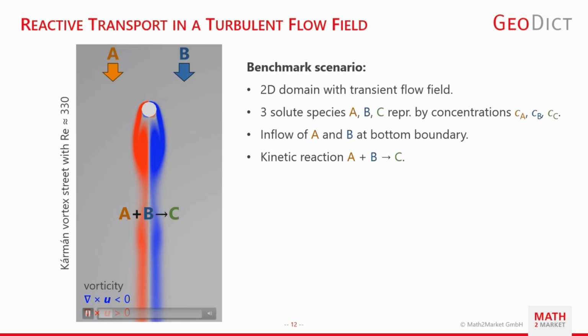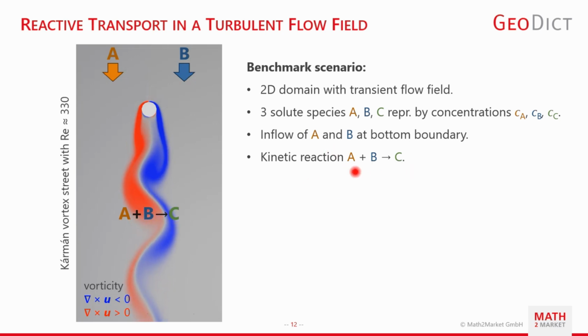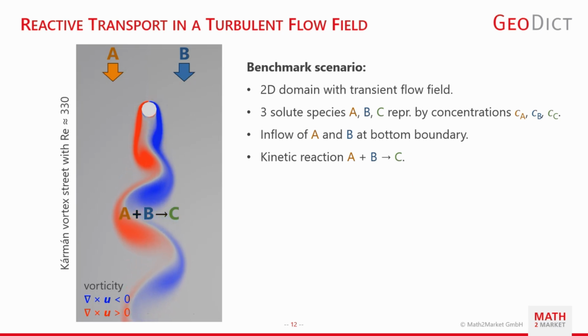So the first benchmark for reactive flow looks as follows. We have a flow field. This is the Karman vortex street that I stole from the previous speaker. There's already a flow from top to bottom, and there will be vortices occurring very soon. And what you see here is the vorticity, counterclockwise in blue and clockwise in red. We insert concentration A at the top left boundary and concentration B at the top right boundary. And those species A and B react to C. So 1 mole of A and 1 mole of B gives 1 mole of C.